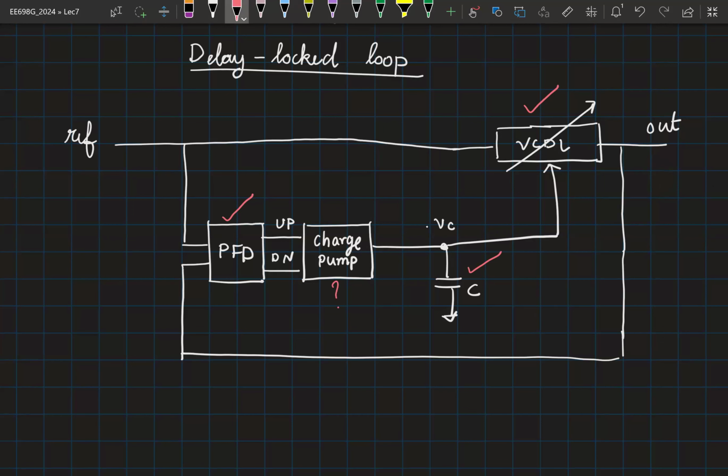And we already know that this charge pump is supposed to push or pull charges out of this capacitor. And we know that it has to do this in accordance with up and down. So any suggestions on what I should put here? I can give you one more clue. Let's say when up is high, I want VC to increase. And if down is high, I want VC to decrease. Any suggestions on what I can put here?